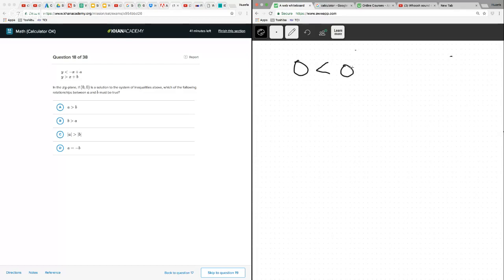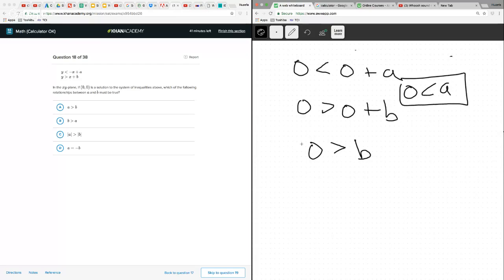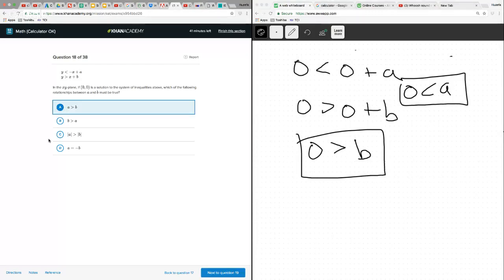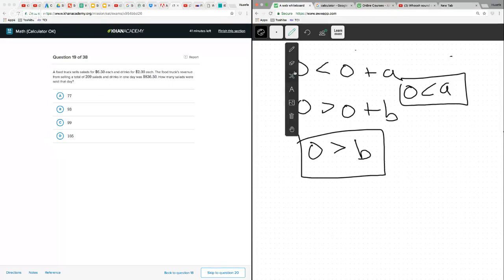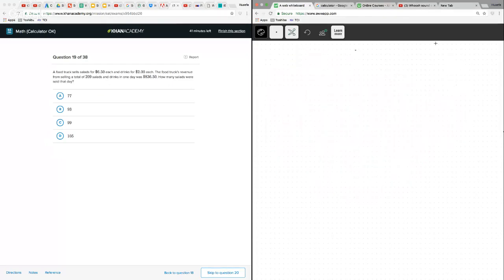0 is less than 0 plus a. 0 is greater than 0 plus b. Therefore, b is less than 0, and a is greater than 0. These are the two things we must know. Therefore, if a is greater than 0 and b is less than 0, a has to be greater than b. That's it. It's just plug and chug. It looks a little more complicated than it is. I think we're doing good on time here.